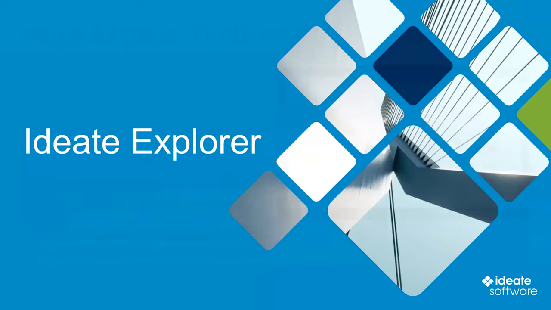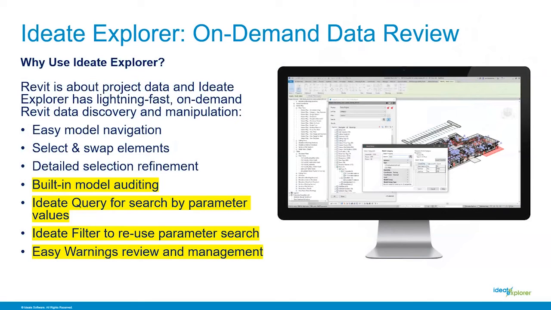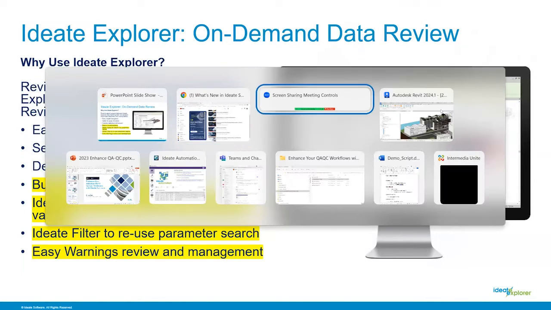So the first solution is called Ideate Explorer. And as I mentioned, it is the model browser. It is allowing you to look at every single element in the Revit model and really do a quick quality assurance, quality control on this. So I'm going to switch over to Revit here. Oops, I went too far.